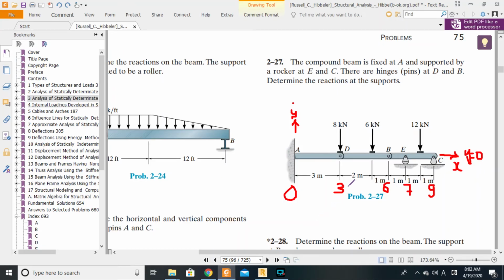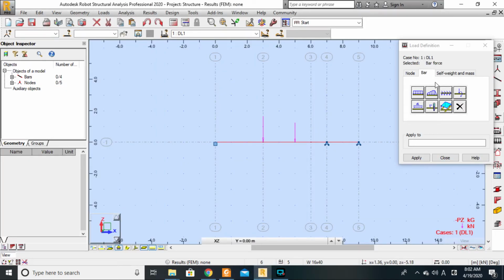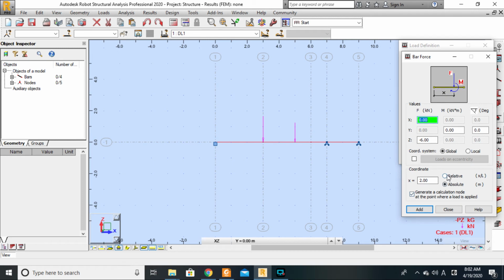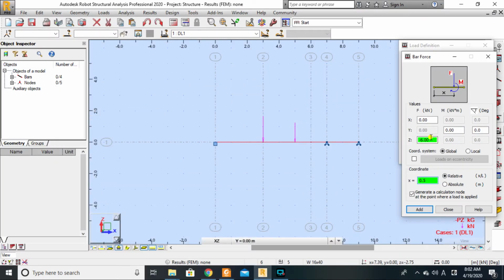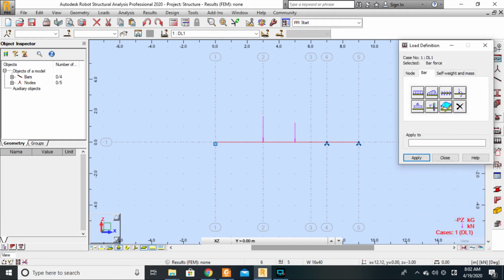What is left to be applied is the 12 kilonewton, and it is at 1 meter, or at half of this beam. So it is still a bar force. It is still this one, but we can take relative and say 0.5 in the middle. And what's the value of the force? 12 kilonewton. So here we'll have 12 kilonewton, and we can add that and come right here. Yes, it doesn't matter whether it's like that or like that. And click, and we have a force there in the middle.